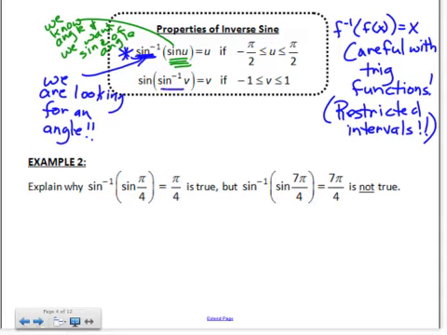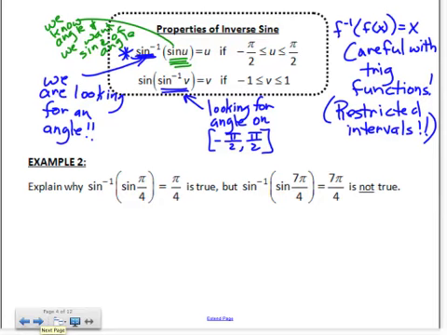So what does this mean right here? We are looking for an angle whose sine is v. But what is important about that angle? It has to be between -pi/2 to pi/2. We're looking for an angle on the interval -pi/2 to pi/2. Okay, and then the outside part is saying find. We know the angle. Find the sine.